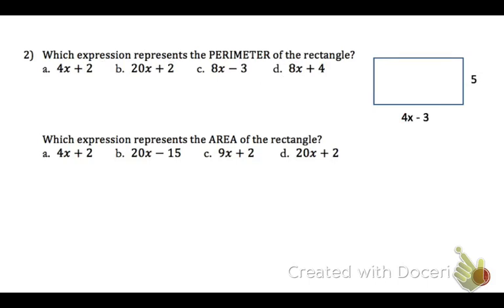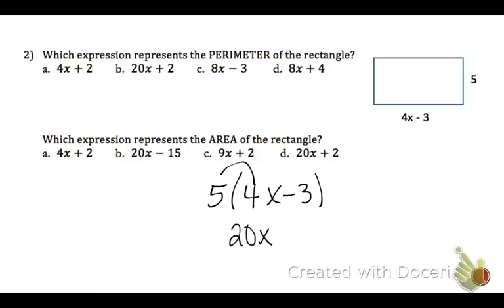The next one is asking us for area. And area is where we multiply the two sides. So we're going to take 5 times 4x minus 3. We're going to distribute here. The first number I'm going to get is 20x because 5 times 4 is 20. So I know that my answer is not A and it's not C. If I distribute the 5 to the -3, I get -15. So my answer must be B.